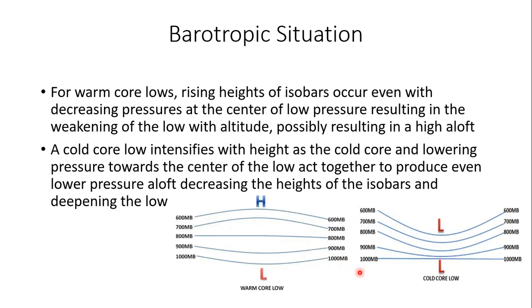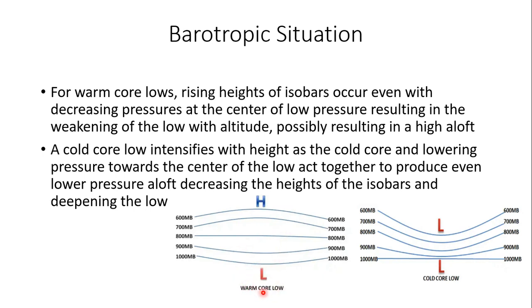I'm going to talk about two more types of barotropic systems in the atmosphere. The first one is a warm core low, here on the left graphic. Rising heights of isobars occur, even with low pressure systems at the surface that are associated with decreasing barometric pressure. But with warm core lows, with the warmest air at the center of this system, generally you get a higher pressure system aloft above a warm core low.